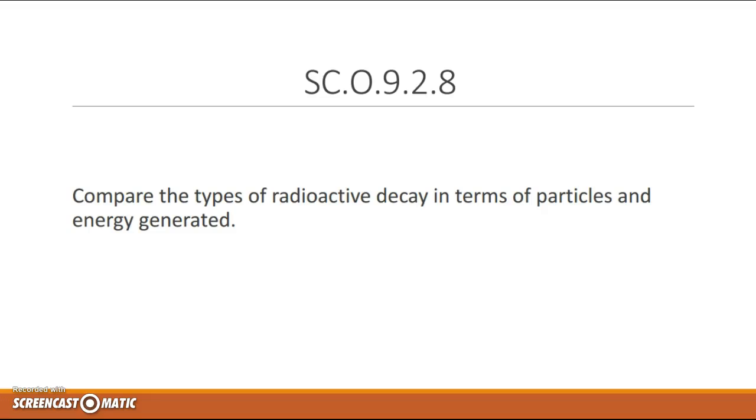Hey guys, today we're going to be looking at radioactive decay. Now the standard for this says that we're going to compare the types of radioactive decay in terms of the particles and the energy that the radioactive decay generates.